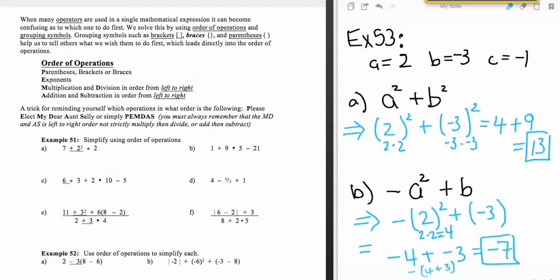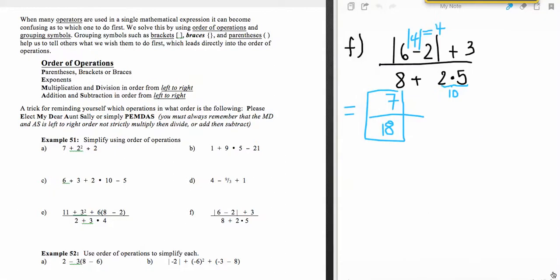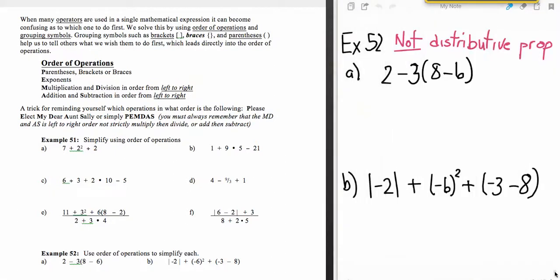All right, now we're going to continue on with example number 52. And in example number 52, the first thing that I want us to see in part A here is that this is not the distributive property. You don't want to take this 3 and distribute it over here. If you are thinking of doing that, that is not the correct way to do an order of operations problem.